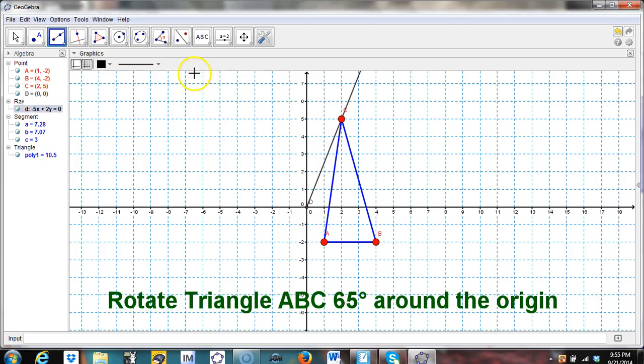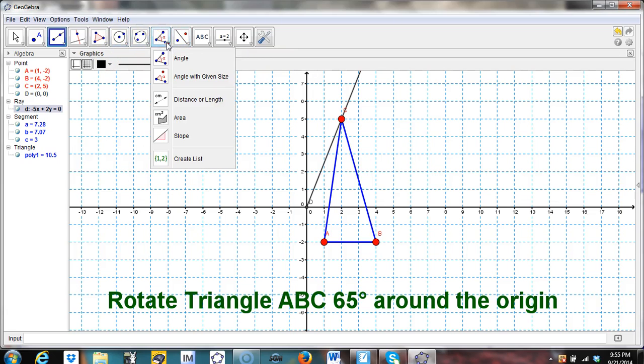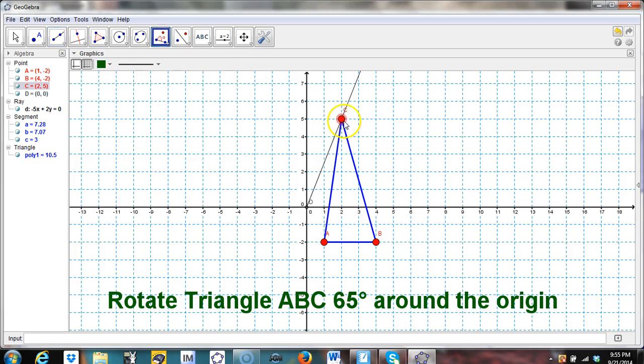Alright, so now what we can do, and I don't have a protractor in GeoGebra, so how do we get a 65 degree angle? Well, if we look in our angle toolbox, this is our measurement toolbox, we have 2 angle tools. The second one that we haven't used yet is called angle with given size, so we can actually tell what size of an angle we want to make. So what we're going to do is click on C, being a point that's on the side of the angle. The second point that we click on has got to be the vertex. So I'm going to click on D now.